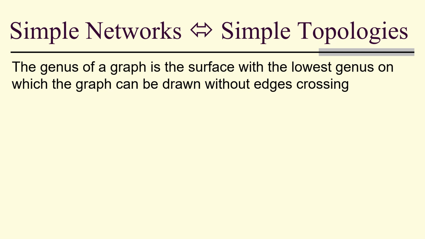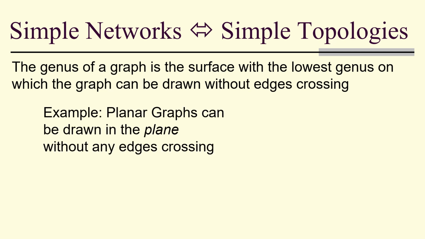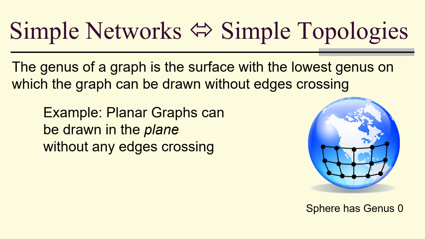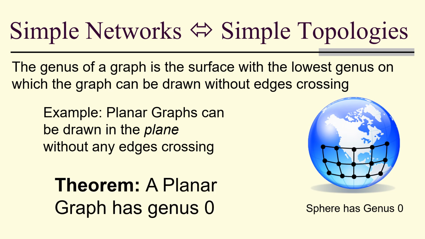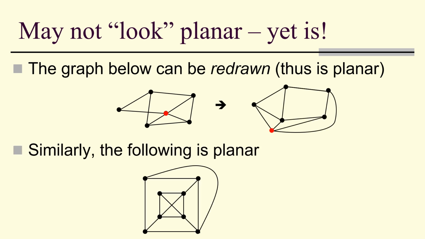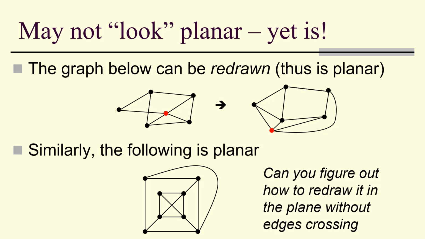The genus of a graph is the lowest genus of a surface on which the graph can be drawn without edges crossing. So planar graphs can be drawn in the plane without any edges crossing. This is certainly planar. And notice that we can put that on a sphere, which has genus 0, no holes, and so therefore a planar graph has genus 0. This graph below can be redrawn, as you see here, and so it's actually also planar, no edges crossing. Similarly, this graph is planar, but I'll let you figure out why.